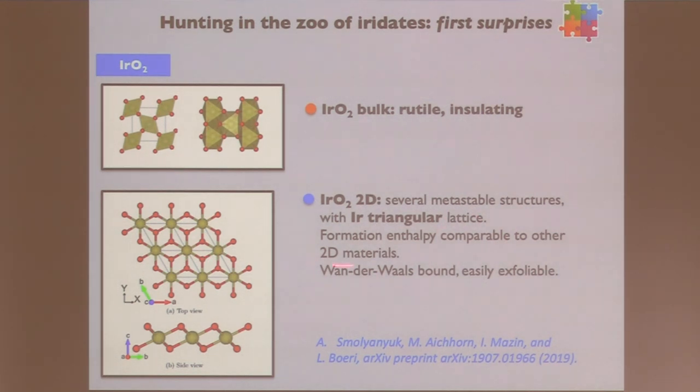So we decided to zoom in a bit more to refine the thing. The ground state that we found is this phase here, which is called a 1T phase, which is very common in transition metal dichalcogenides. Here we find that the formation enthalpy of this particular phase is comparable to the formation enthalpy that you find in other 2D materials, and that this is a sort of van der Waals bound phase, so it should be easy to exfoliate.